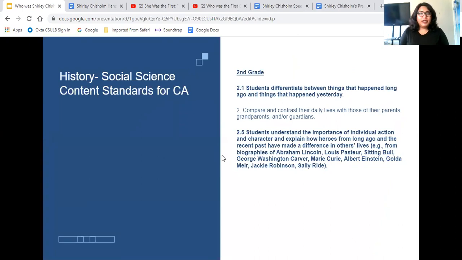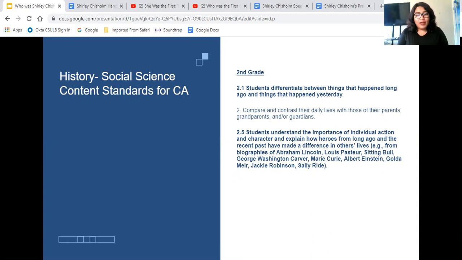So for the History-Social Science content standards for California, for second grade, it states for 2.1, 2.2, and 2.5 that students should be able to differentiate between things that happened in the past and things that happened yesterday. So that's going to be the connection portion of my project. And also compare and contrast their daily lives to those of their grandparents, parents, and guardians. So I want them to kind of connect their daily lives to their grandparents, perhaps like in the 70s, and make connections to Shirley Chisholm's life or how life was in the 1970s.